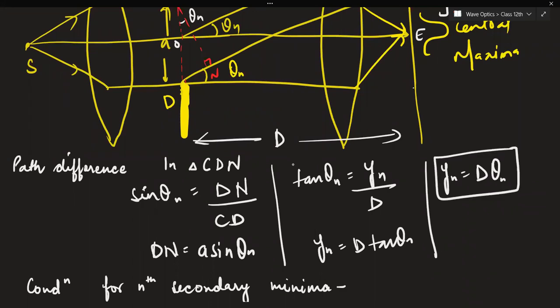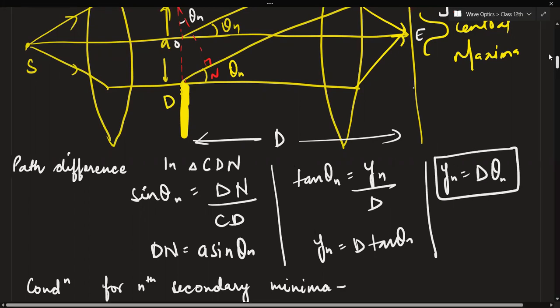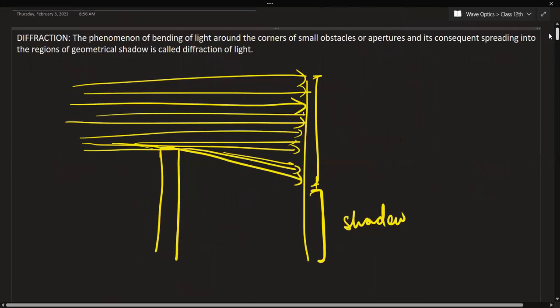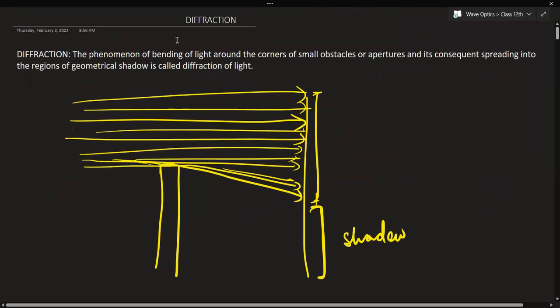Now I will tell you the conditions for secondary maxima and minima. But before that, note it till here. Secondary minima and maxima are just same things as bright fringe and dark fringe. Note down these introductory points, then I'll tell you the conditions for this.